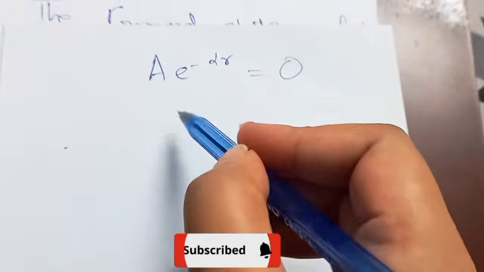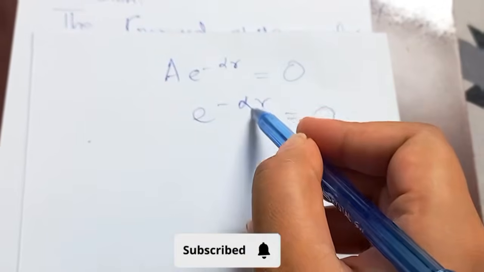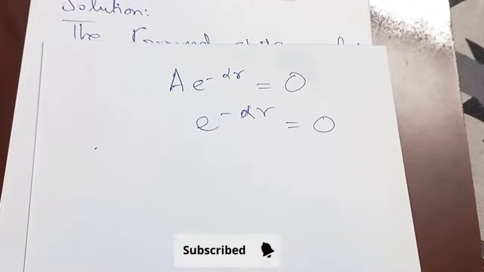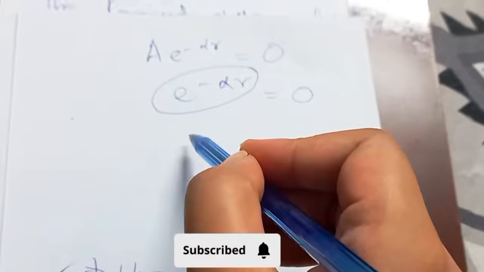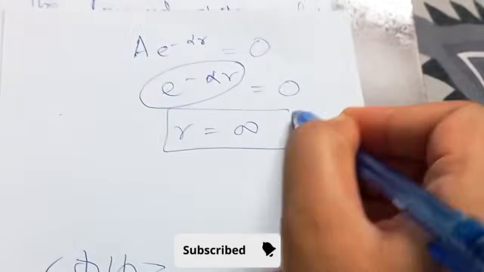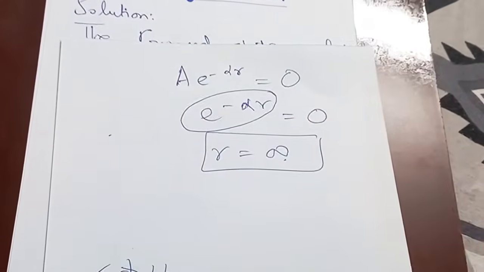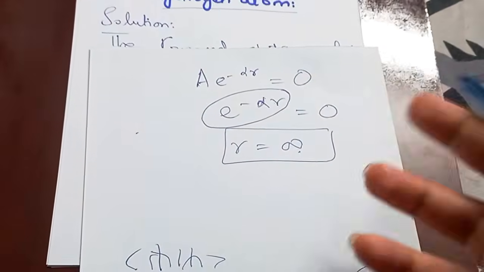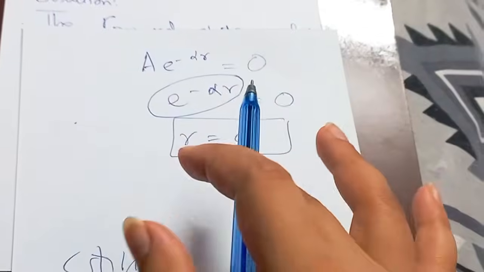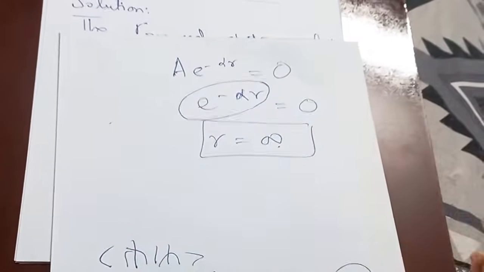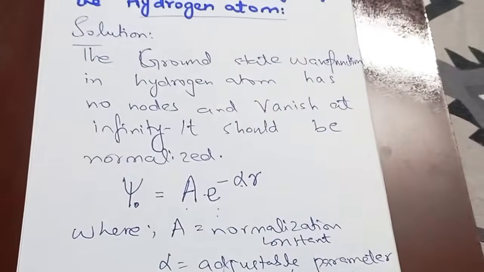A is a constant, it will go right in the other side. Now this is a property of the exponential function, that it is never equal to 0 except at infinity. Except at infinity this function can never be equal to 0. You can confirm that easily using a calculator, using different values and all. Yes, this is the simplest wave function that we can devise for the hydrogen atom.